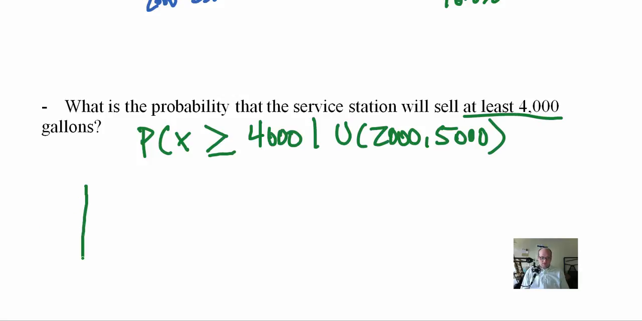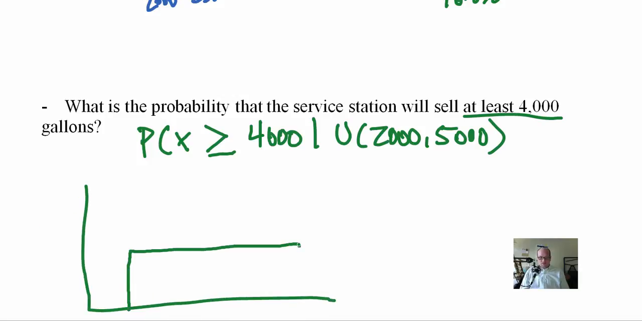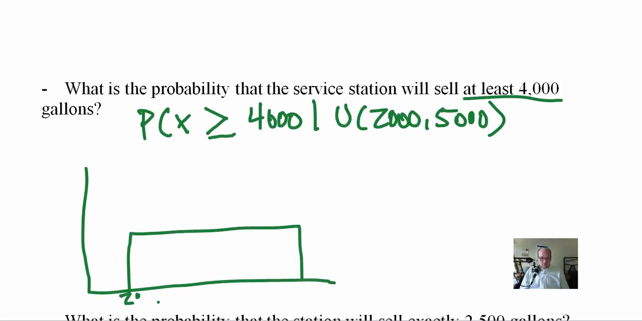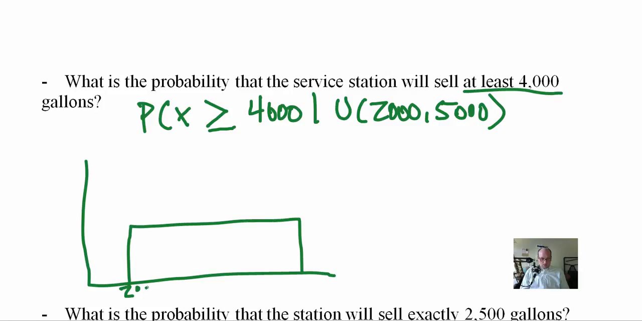All right, let's draw the picture. Same picture as before. Here's 2,000. Here's 5,000. Let's scroll down just a little bit. Here's 2,000, here's 5,000, here's 4,000. Now, which side do I color here? At least means it's 4,000 or more, right? So this is why we draw a picture. We have to draw pictures so we see what we're actually doing here.